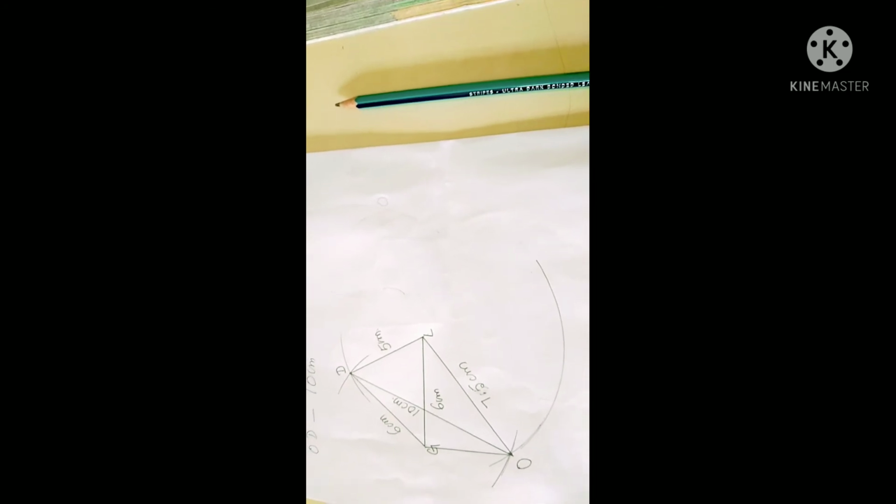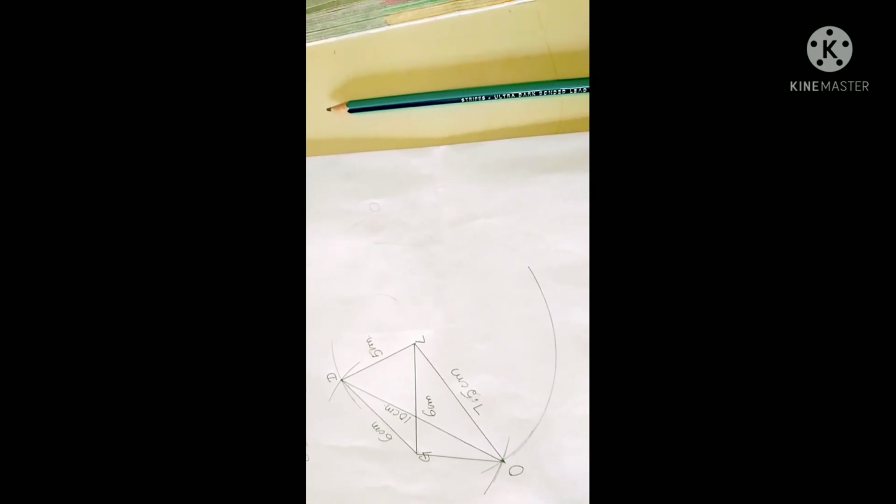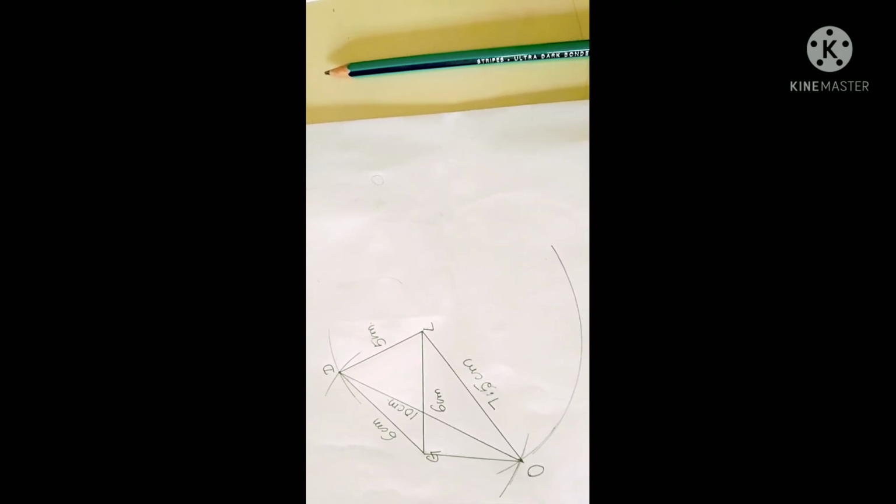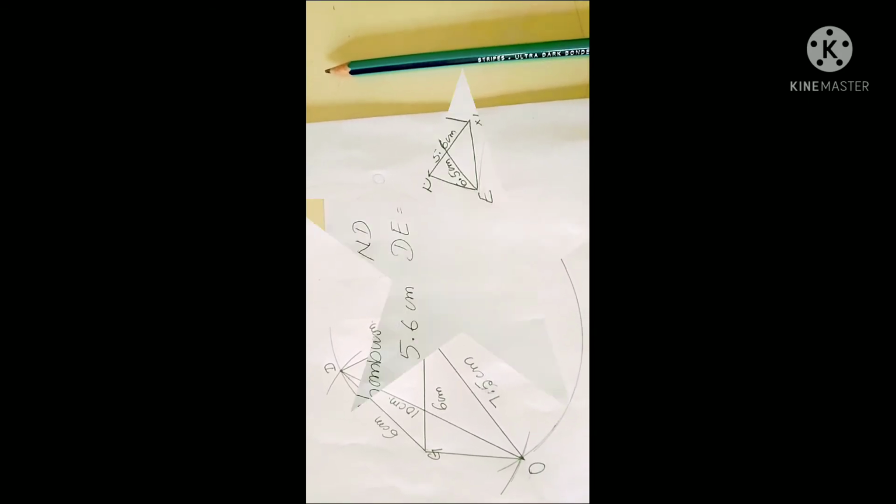So, our GOLD is ready with both the diagonals, OD measuring 10 centimeter, GL measuring 6 centimeter, the sides OL 7.5 centimeter, the other side LD is 5 centimeter and GD is 6 centimeter. So, what you have to do now? Write the complete steps for construction.